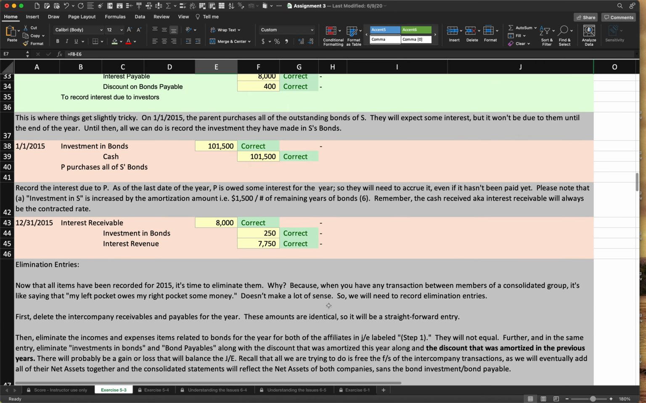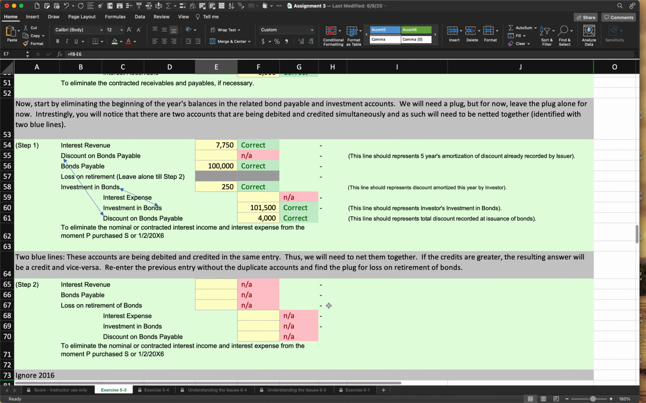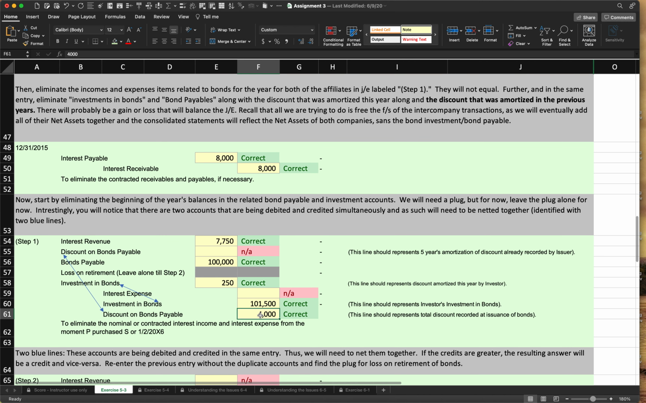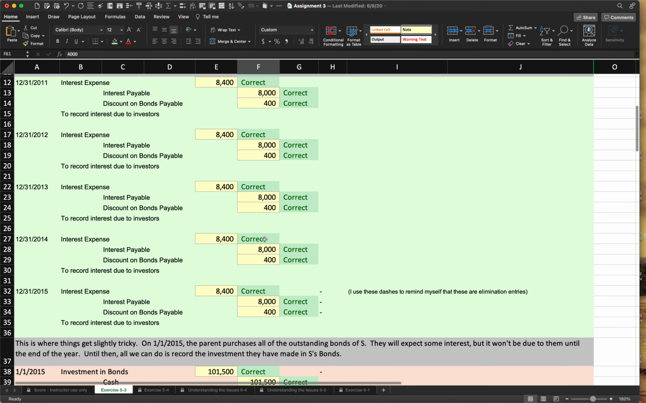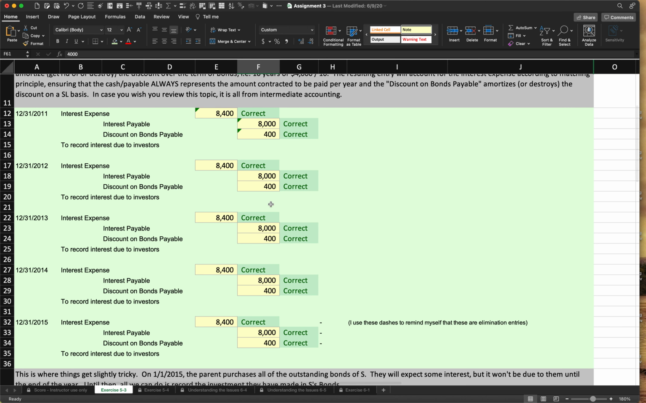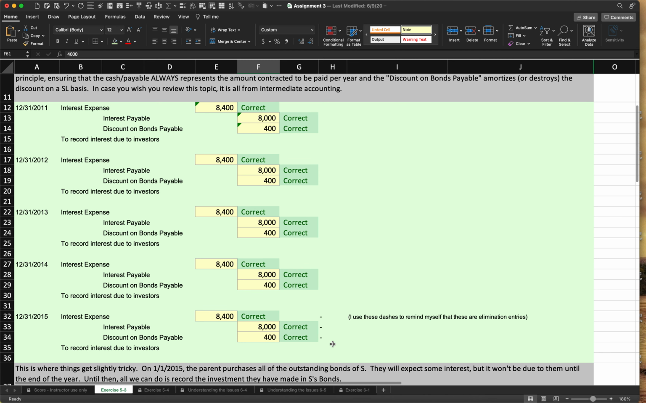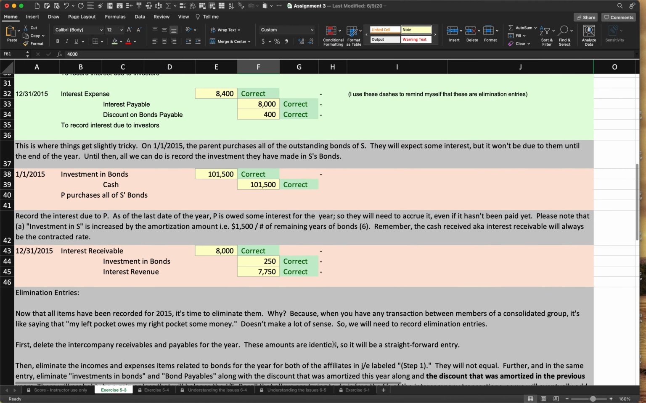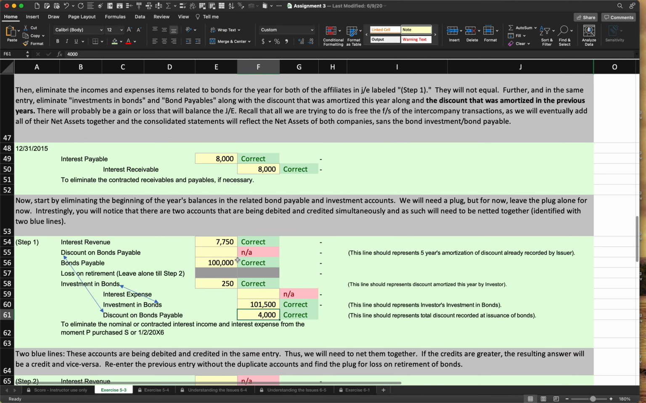Let's eliminate that $4,000 as a credit, right? It was previously a debit. And so far, we have amortized 1, 2, 3, 4, 5 times 400. That's $2,000 worth of discount on bonds payable we have amortized as a credit. So let's debit 2,000 of it so that we can free our financial statements of those entries.